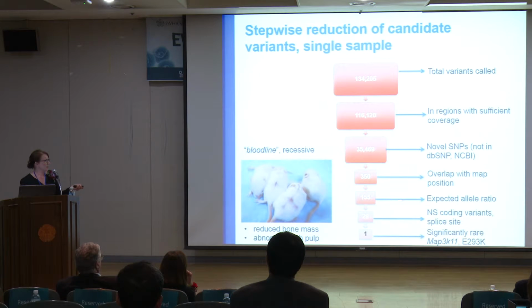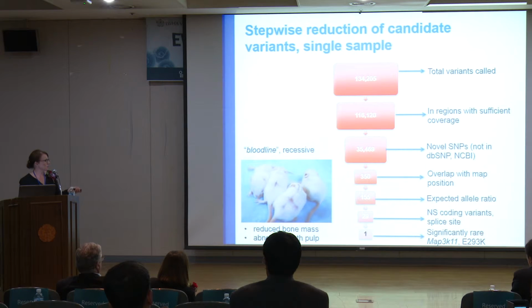Then we take the subset that has the allele ratio we expect. What this means is that the variant call is going to be either heterozygous or homozygous, and we know that the animal we sequenced was homozygous or heterozygous, so we make sure that we only look at those that make sense with the genotype of the animal. And then finally, we want to look at those that have a potential impact on the function of the protein. So is it a non-synonymous coding SNP? Is it a missense mutation? Is it in a splice site?